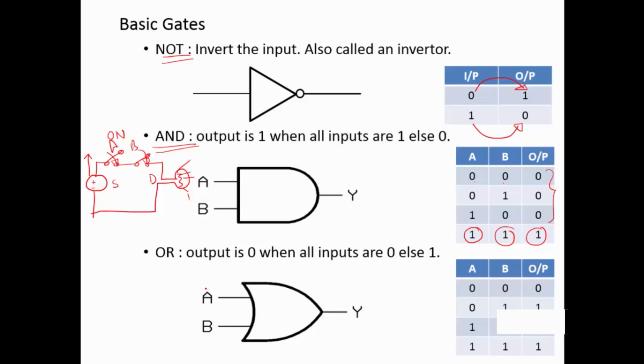Very simple. Similarly, for the OR gate, the output is 0 if and only if both inputs are 0. We can also see this with respect to a logic circuit. Okay, see this diagram.